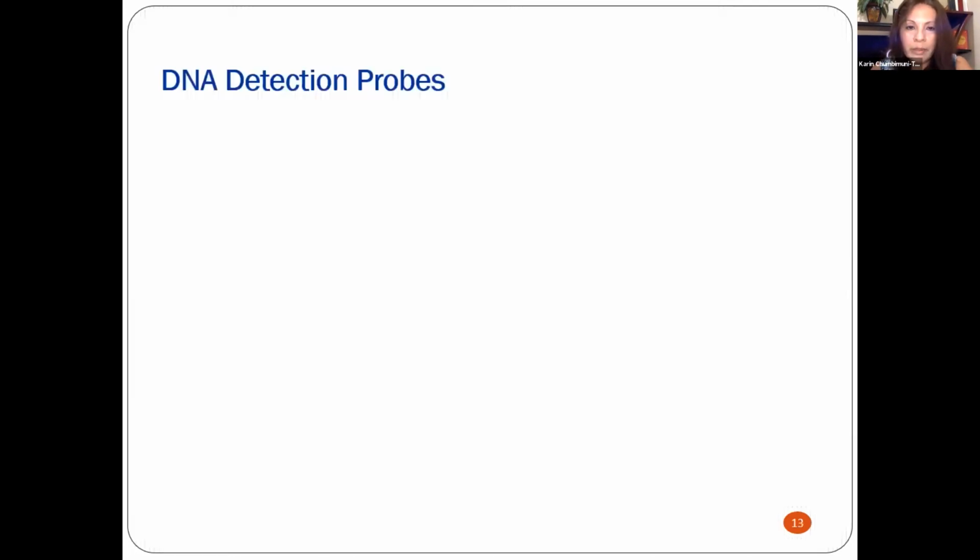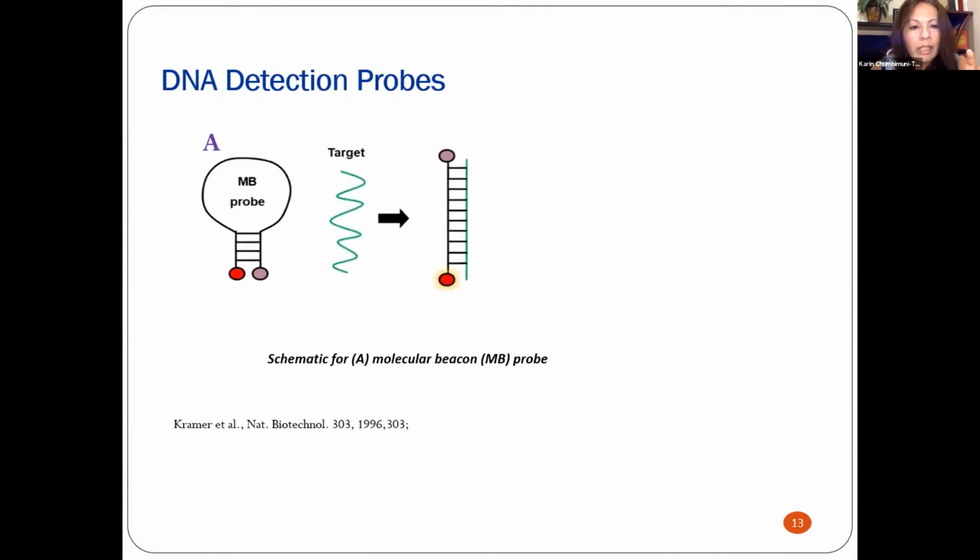Why detect DNA? Let me tell you that the first time it was possible to quantify DNA was in 1996 by Kramer, where he proposed a molecular beacon probe attached to a fluorophore and quencher, which upon target hybridization, the quencher was far enough from the fluorophore so fluorescence can be measured.